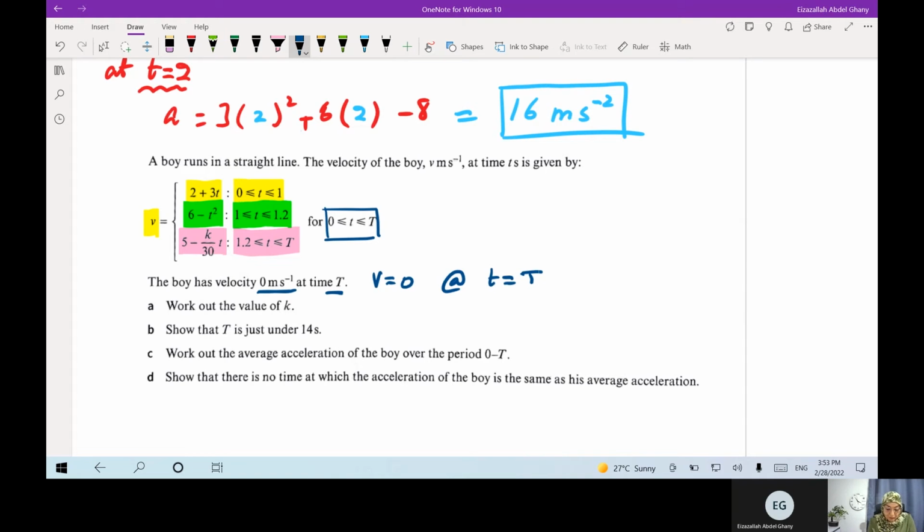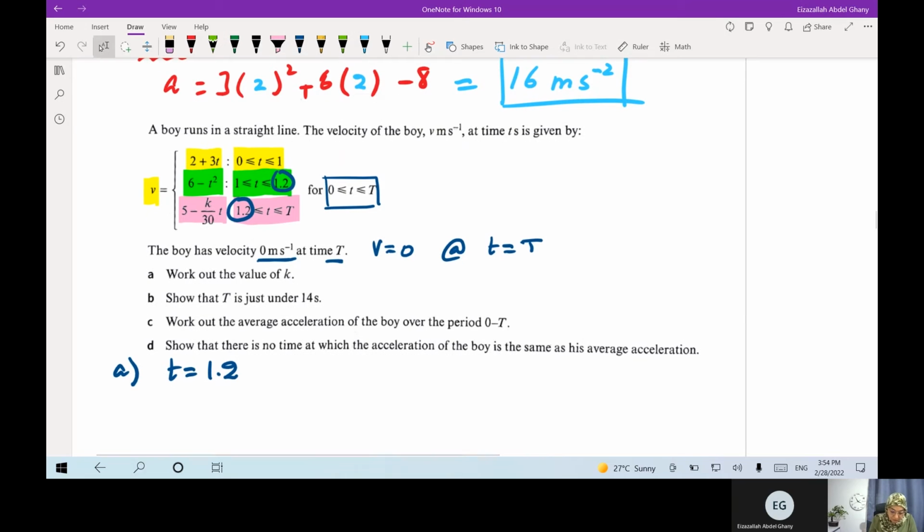K is found in the pink one, 5 minus k over 30t. Remember that the green and the pink have something in common, which is the 1.2. So we can just equate velocities. You find velocity, which is 6 minus t squared, part A, substitute t equals 1.2. Why 1.2 specifically? Because it is the only common one, it's on the borders, as I said in the previous video. 1.2 is on the borders between the two stages, the green one and the pink one. So substitute t equals 1.2 in both. You have the right to do so.